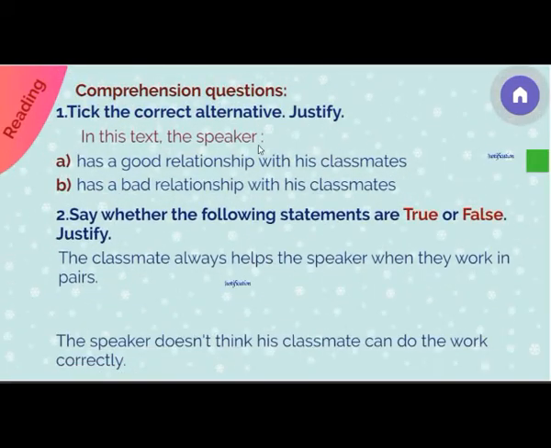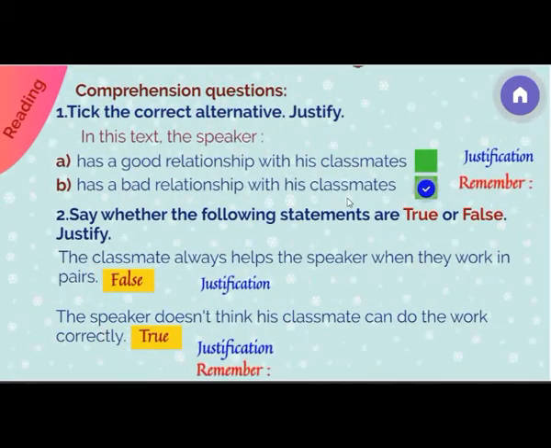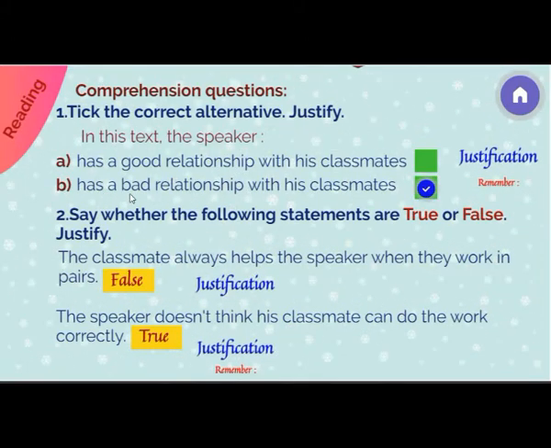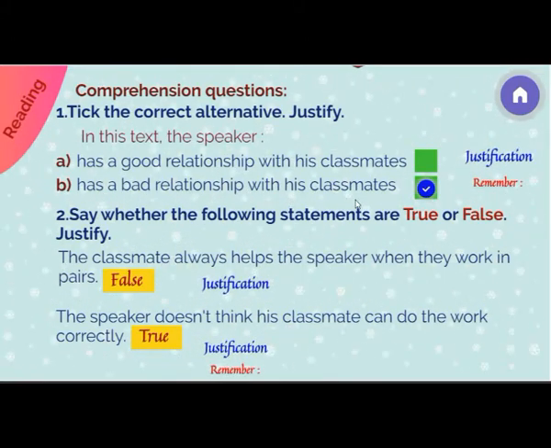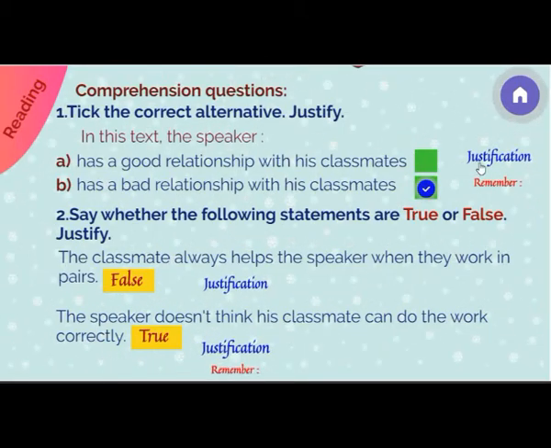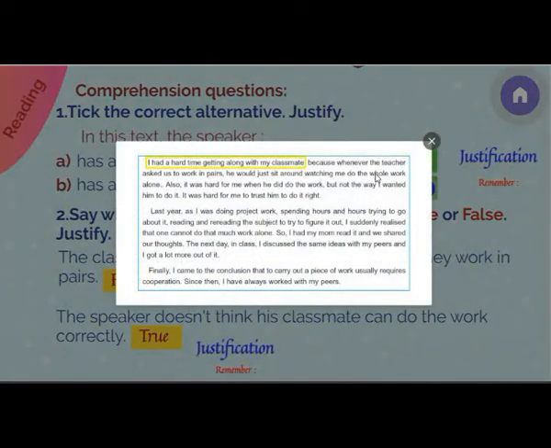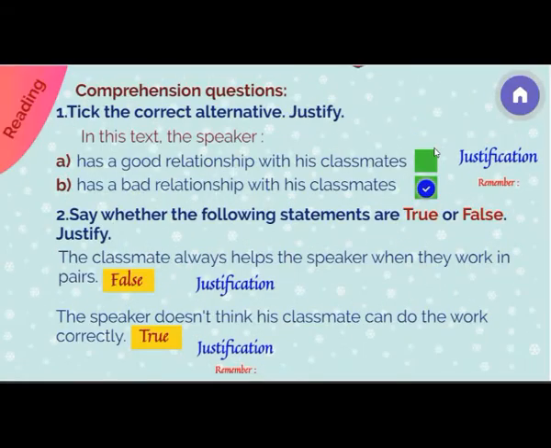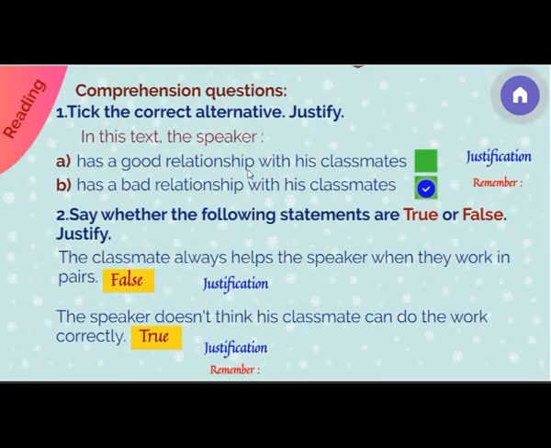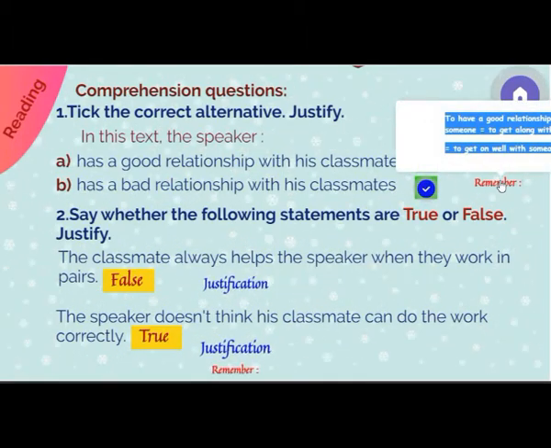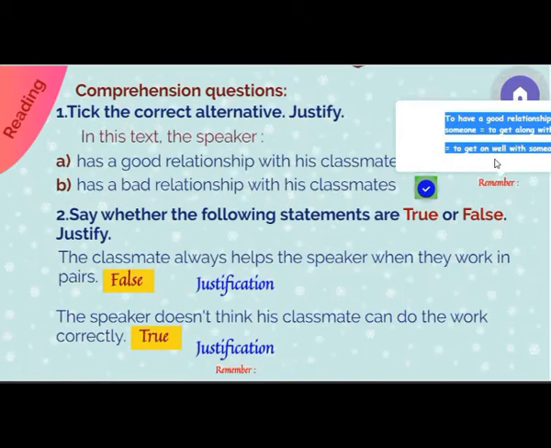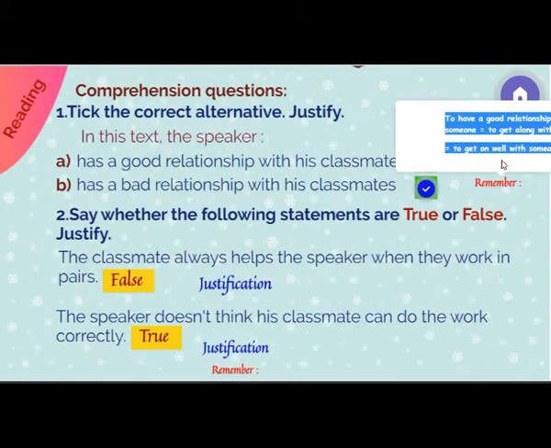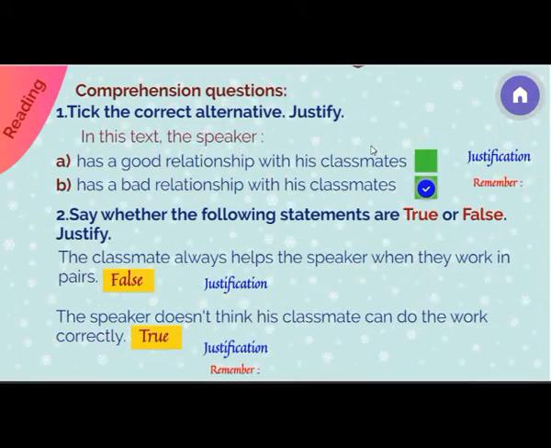Question 1, tick the correct alternative and justify. So the correct alternative is that the speaker has a bad relationship with his classmates. The justification you can find in paragraph 1, line 1: I had a hard time, or I had a difficult time getting along with my classmate. Let's remember that to have a good relationship with someone is to get along with someone, or to get on well with someone, which is not the case in our text.